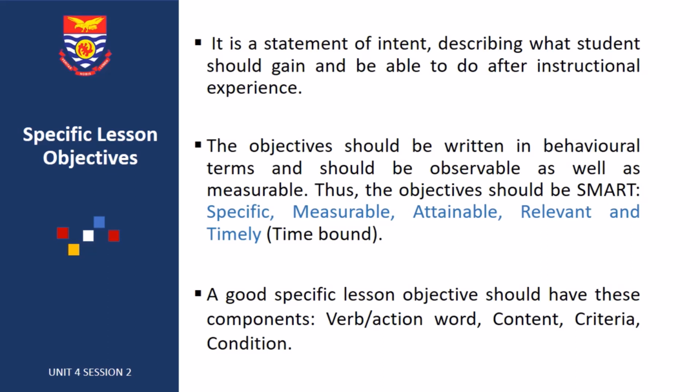Now, the next one is content. When you say content, the objective must indicate the content the teacher wants the students to learn. That is the content. And then the criteria indicates the acceptable level of performance expected from students. So you, the teacher, which level of performance do you expect from your students? It specifies how accurately the student should exhibit the behavior. That is the criteria.